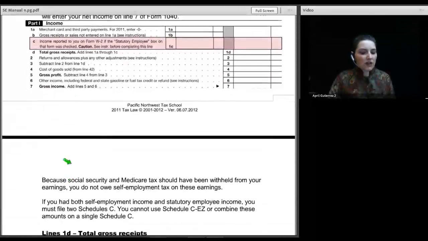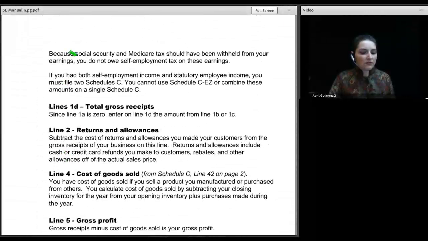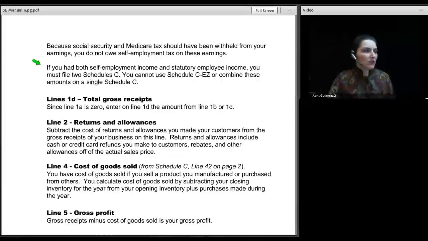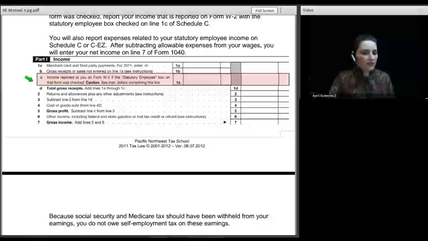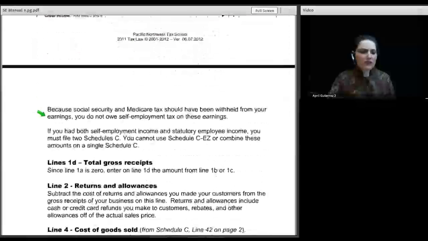You will then report all of the expenses associated with that statutory employee on Schedule C, and when you are finally finished figuring the net profit on Schedule C, you will carry that net profit to the wage line of the tax return. And this, as far as I can recall, is a new line. It's not been on here before. We've always had the instruction to report statutory wages on the Schedule C. I just can't remember that there was a box there for it before.